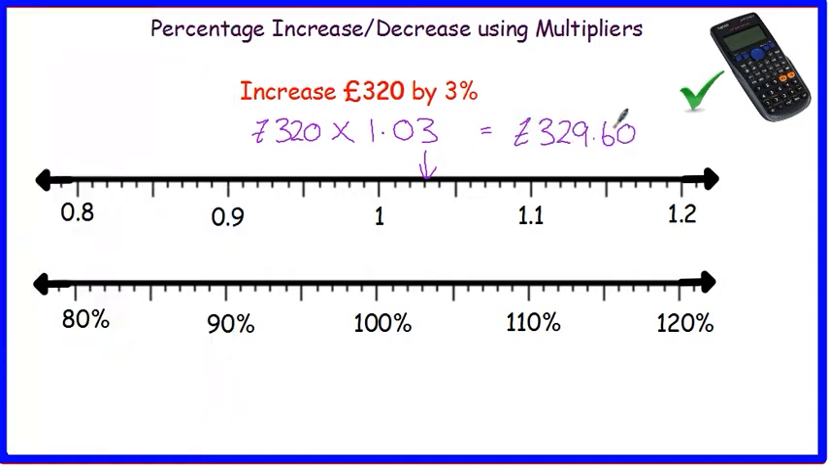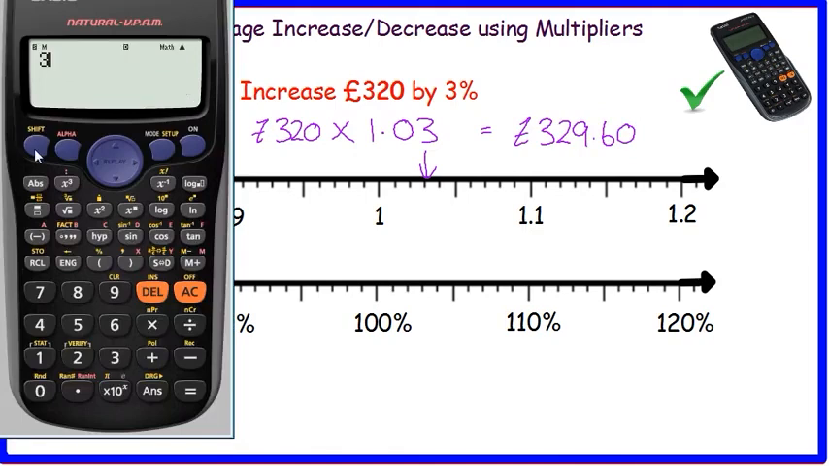And it's so much quicker than doing 3% of 320, getting that answer, and adding it back onto 320. It's just a quicker way of doing it. It also will help you on more advanced percentage questions such as compound interest, which is on its way.